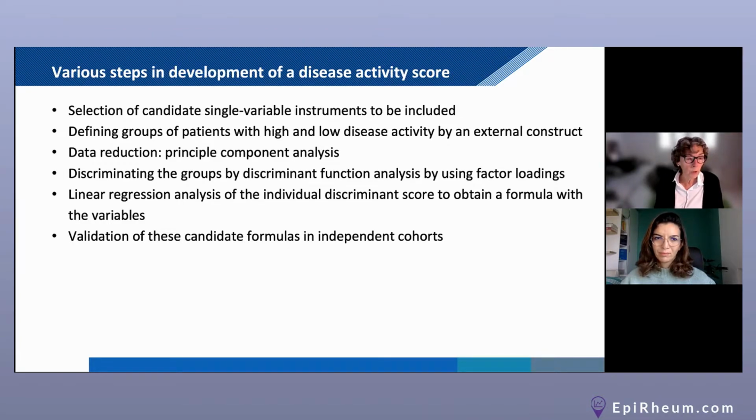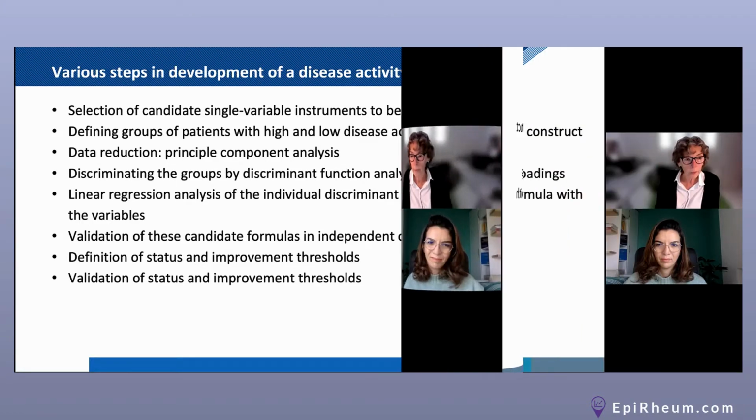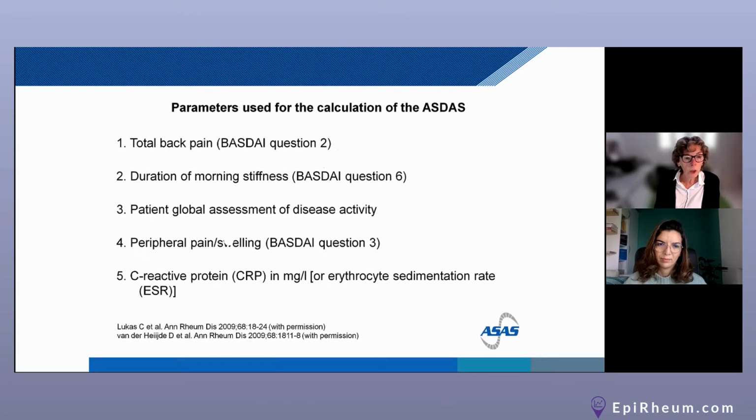Thereafter, you have to validate these candidate formulas in independent cohorts. And finally, you want to define also thresholds of status and improvement. And again, you have to validate also these thresholds. These were the single variable parameters that came out of the first steps in the development of the ASDAS.